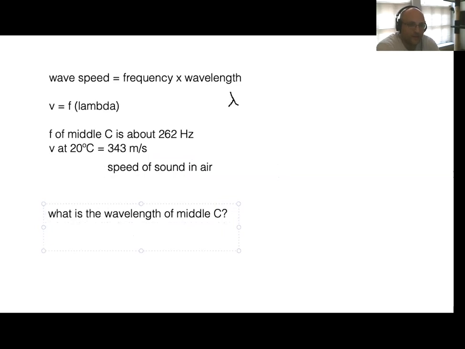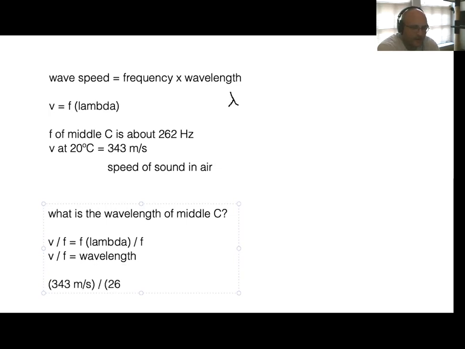So if I start with that top equation and want to get the wavelength by itself, I divide both sides by f. So I get v over f equals f times wavelength over f, and on the right side the f's divide out. So wave speed divided by frequency equals wavelength. Simple enough. So what I want to do is divide 343 meters per second by 262 hertz.